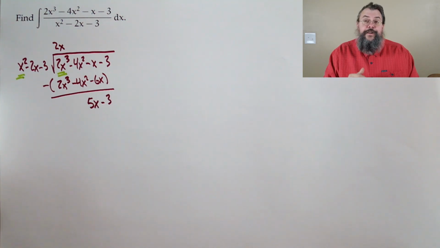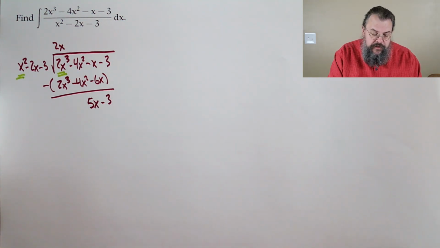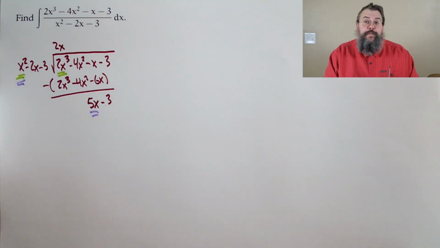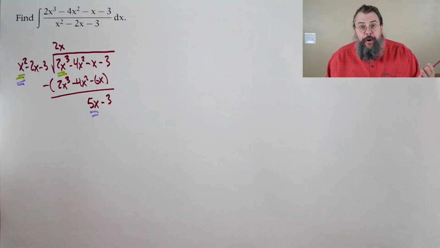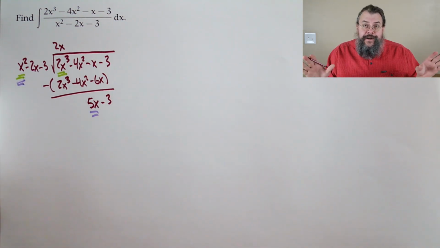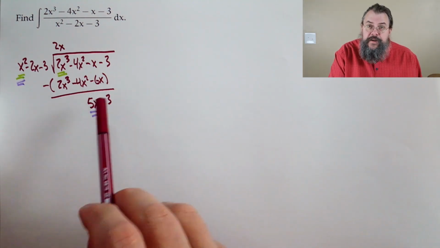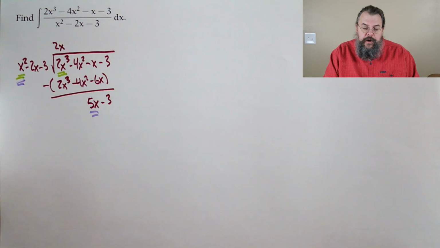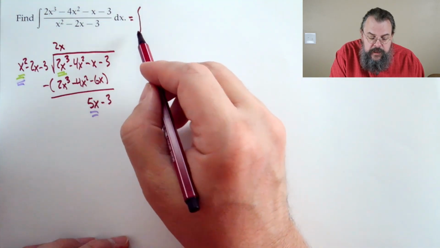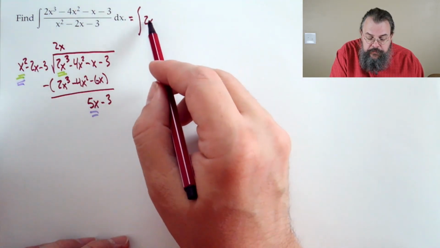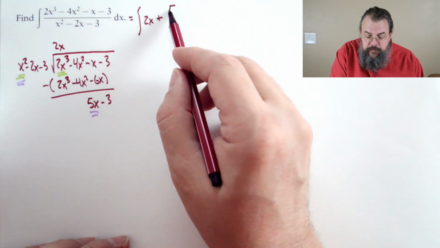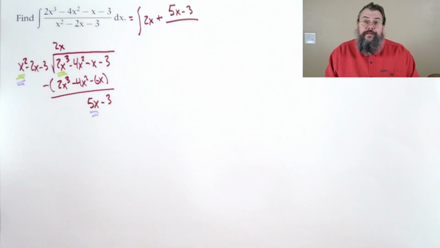And now you say, okay, look at the leading terms. Well, in our case, it's x squared and 5x. And you say, whoa, time to stop, because x squared has higher power than 5x. Once the power here is higher than what you're working with, you're done with long division. And that says you have a remainder. Okay, so our problem really is, after we do our long division, the integral of 2x plus the remainder, 5x minus 3, over what we divided by.